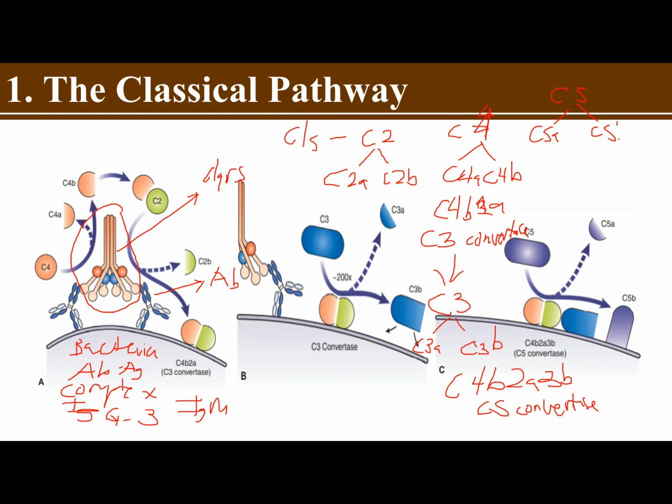C5A, C5B. Now, what happens is that C5B would separate, and it would cause the attachment of C6 to 9. So, it would now form your C5B, 6, 7, 8, and 9, which is now known as the membrane attack complex. And it would lyse the antigen. So, to help you understand better, let me just show you a diagram. I do apologize for the drawing, class.